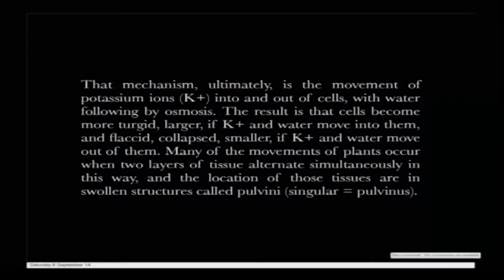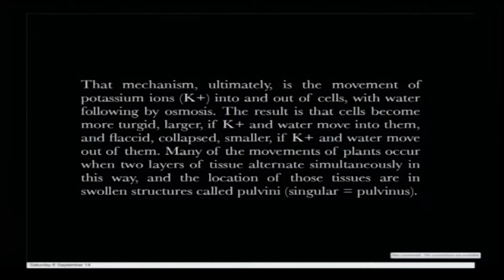So, now just to put it together, that mechanism ultimately is the movement of potassium ion into and out of the cells. So, this is a regulatory mechanism with water following by osmosis. The result is that the cell becomes more turgid, larger, if potassium and water move into them, and flaccid, or collapsed and smaller, if potassium and water move out of them.